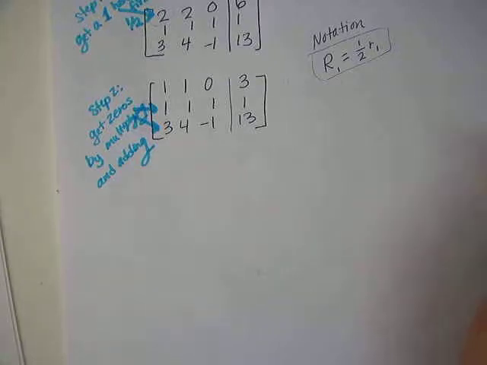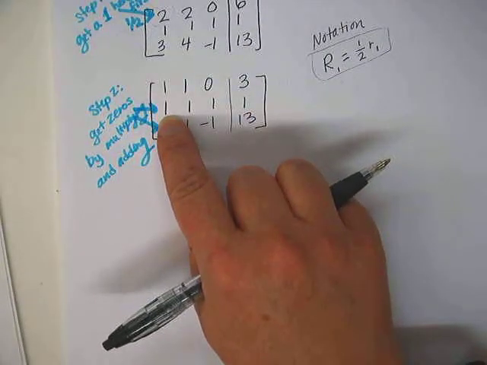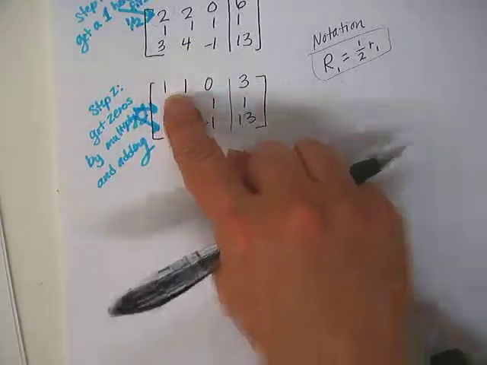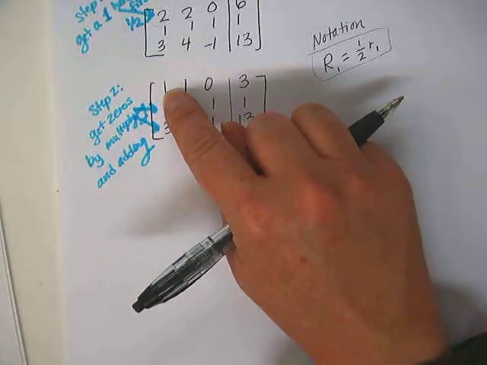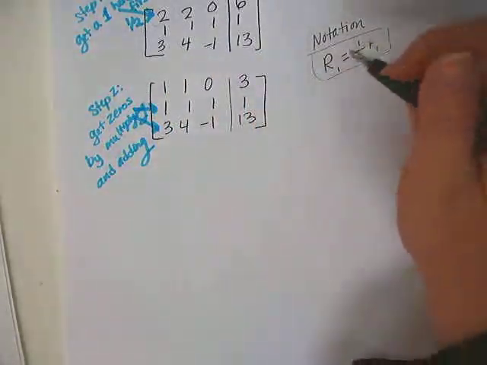Okay, what can I add to a positive 1 to get a 0? A negative 1. Do I have any negative 1s I could add to it to get a 0? No, but can I temporarily change that into a negative 1?